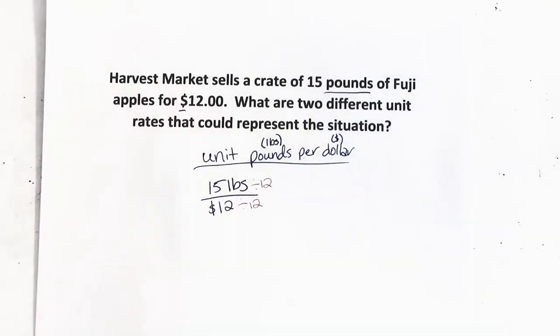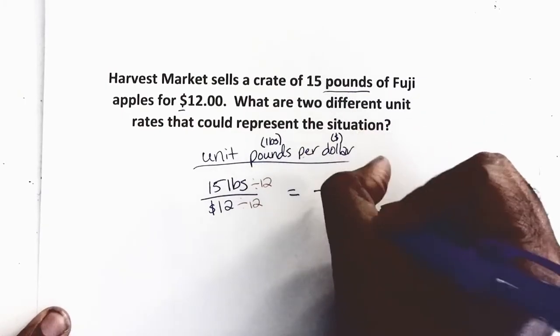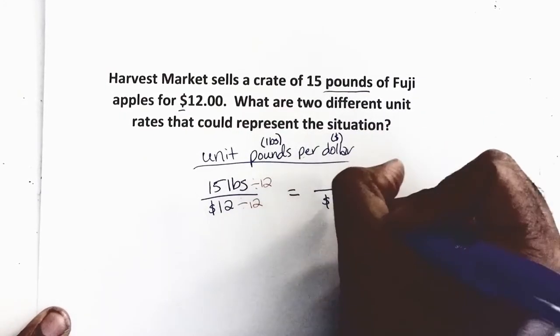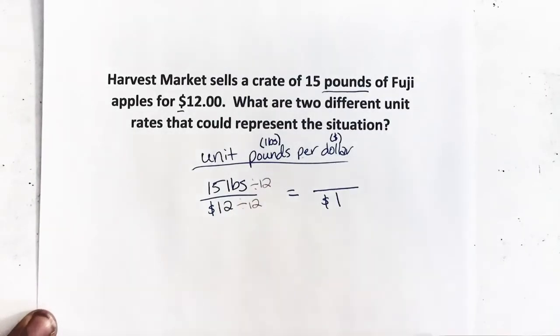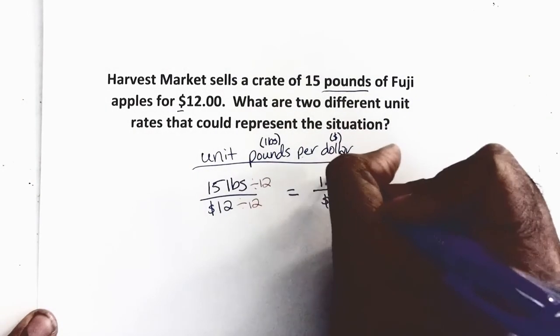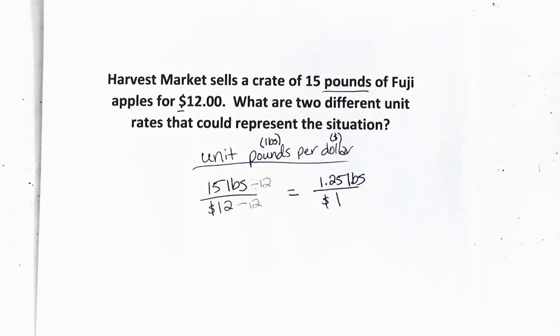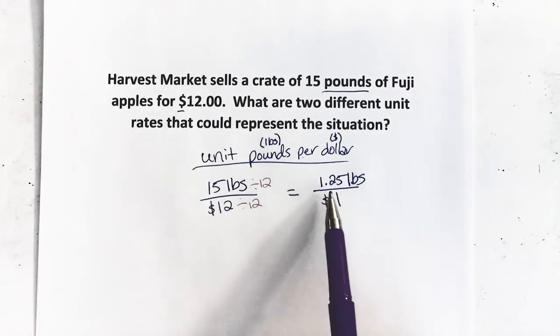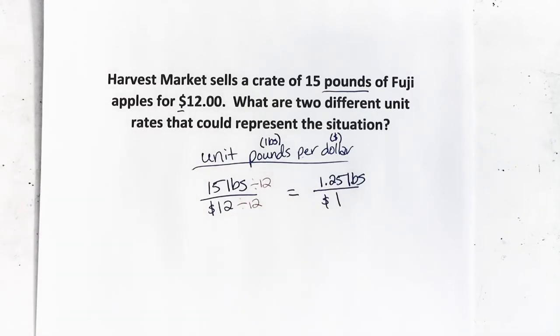So let's divide it out. I know that my denominator is going to be $1 because 12 divided by 12 is $1. And now I'm going to do 15 divided by 12, which is going to give me 1.25 pounds. So this shows us that the unit rate in pounds per dollar is 1.25 pounds per dollar. What does this mean?